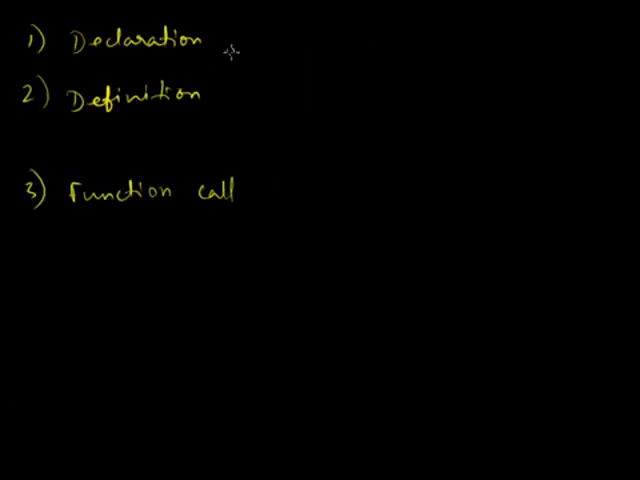Now there are three things which are very important when you consider user defined functions. First is declaration, second is definition, and the third is function call. So let us look at how you declare any user defined function. Let's take the example of print line. You declare it by the return type first, void, and then you have the function name.